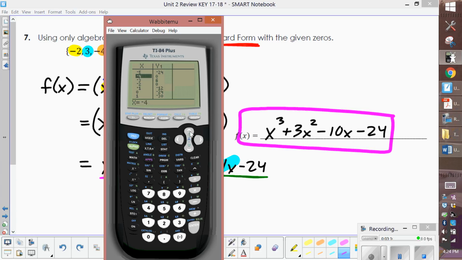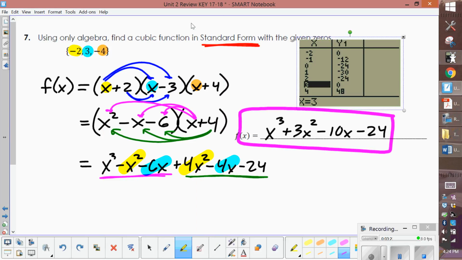Okay, I notice at -4, I have a y value of 0. At -2, I have a y value of 0. And last but not least, at positive 3, I have a y value of 0. So this is another way I can check and make sure that these are the x values that would create y values of 0. And then my other one's off the screen.